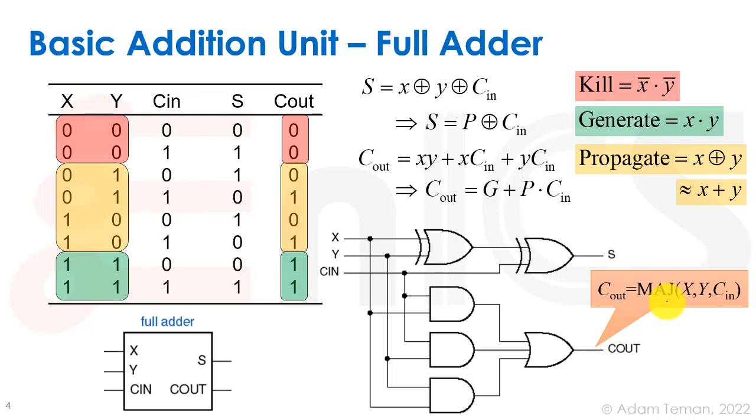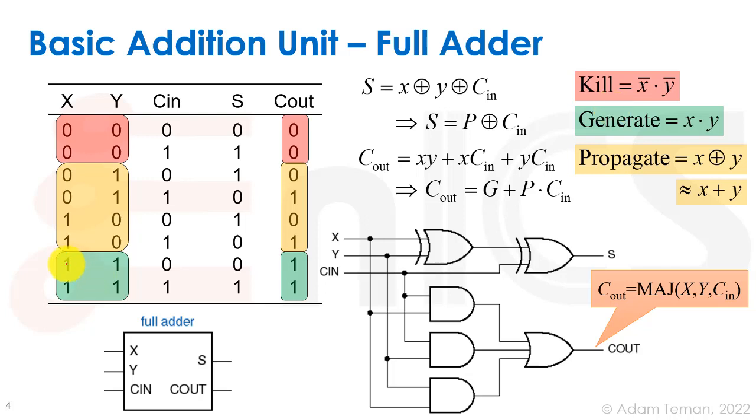So since the carry is a majority of X, Y, and Cin, we need at least 2 of the input bits to be 1 in order to have carry become a 1. So if X and Y are both 0, as we can see over here in the red area, it means that for sure we are not going to have a carry on the output. And therefore, it basically killed the carry. The carry is not going to ripple through this stage of our full adder. So we can call X bar, Y bar, we can call that kill, as we see over here.